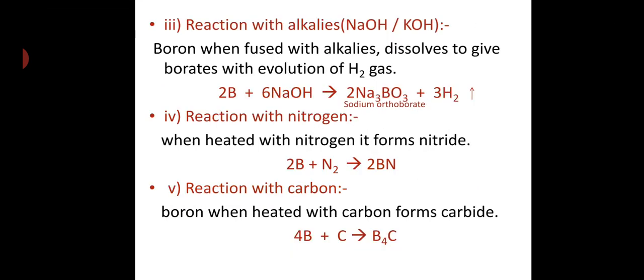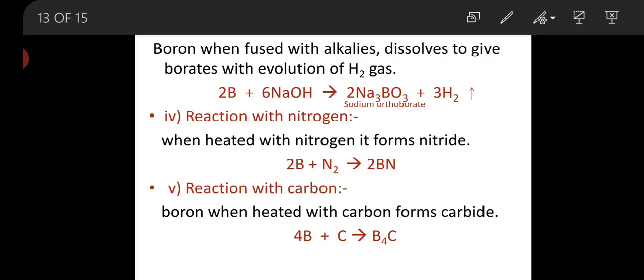Next chemical property is the reaction with alkalis, such as NaOH or KOH. NaOH or KOH on reacting with boron, means boron on reacting with NaOH, how is the reaction formed? We can explain the reaction here.